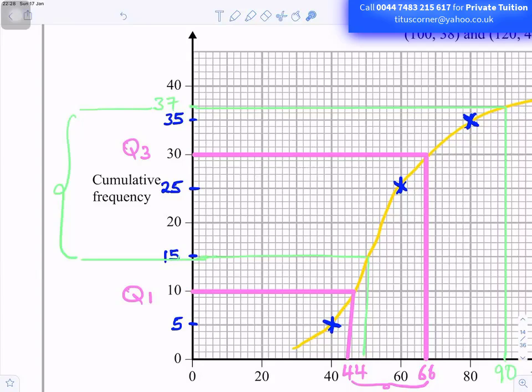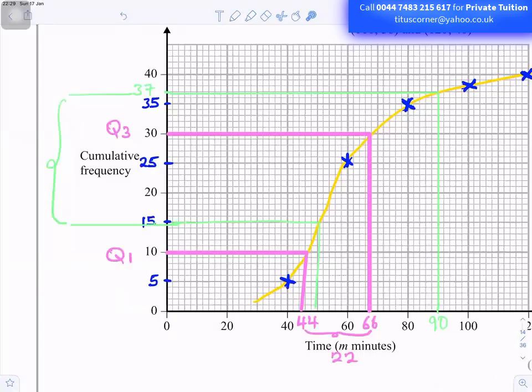So we would follow the line from 10 to where it meets the curve and down, and you will get 44. And you will follow it for the one at 30, follow the pink line, and you get 66. So from the graph, the interquartile range is given by 66 minus 44, which is 22.